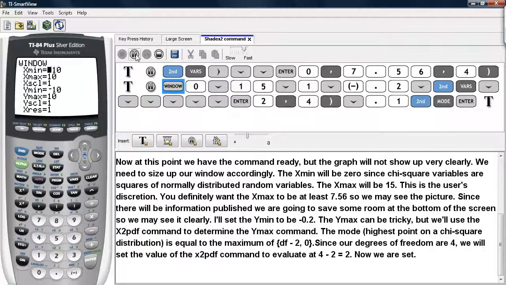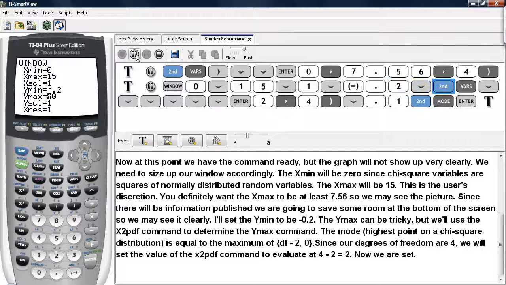So we set up our window accordingly by hitting Window, 0 for x-min, 15 for x-max, and I'll keep the scaling at 1 for the x-axis. And then negative 0.2 for the y-min. And now comes the y-max.